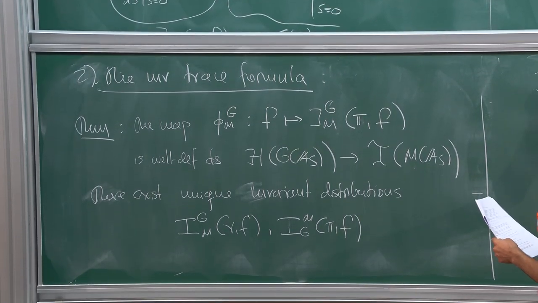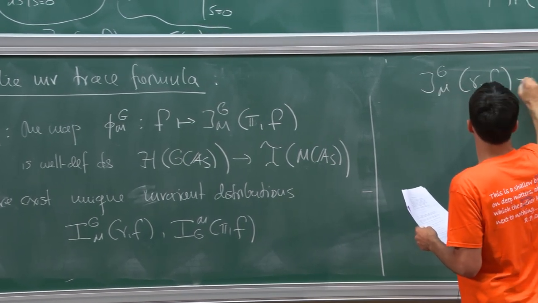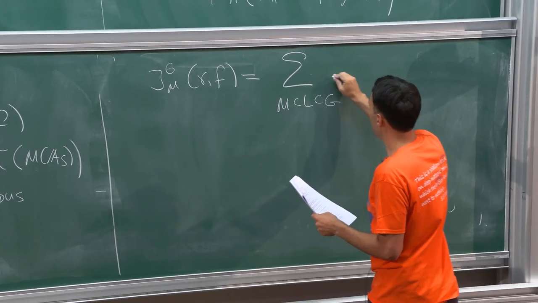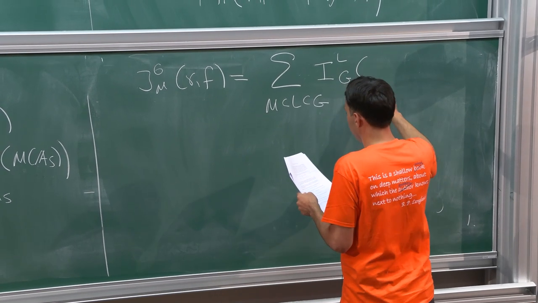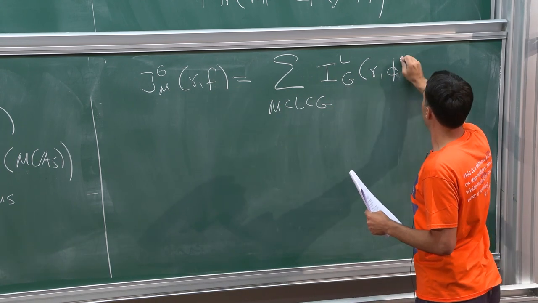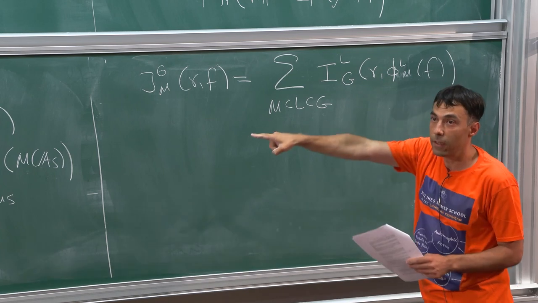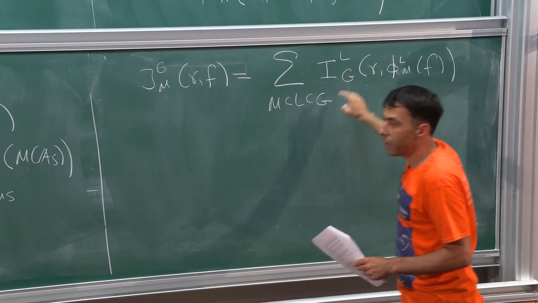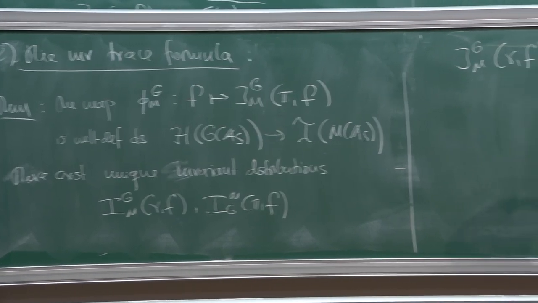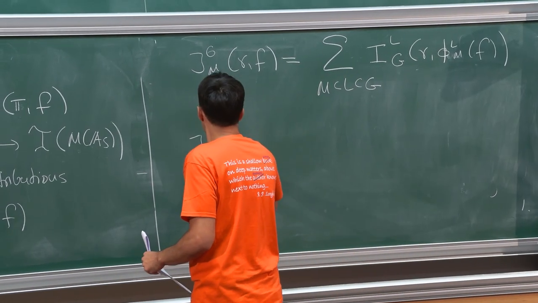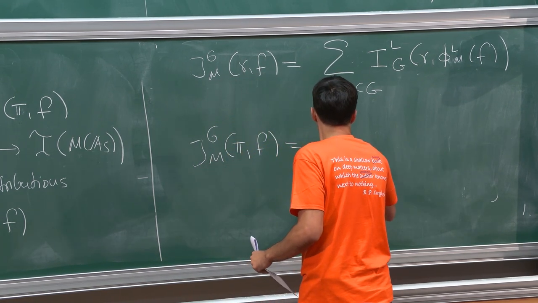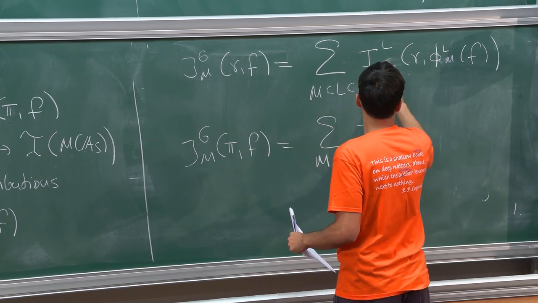The non-invariant distribution can be expressed over Levis as a sum over Levis between M and G of those invariant distributions, where we send our test function down to the invariant distribution by this map phi. And because these distributions are invariant, they're going to factor through this space of test functions for invariant distributions. And so this makes sense. And the exact same identity holds for the spectral distributions. Oh, that should be an M here.